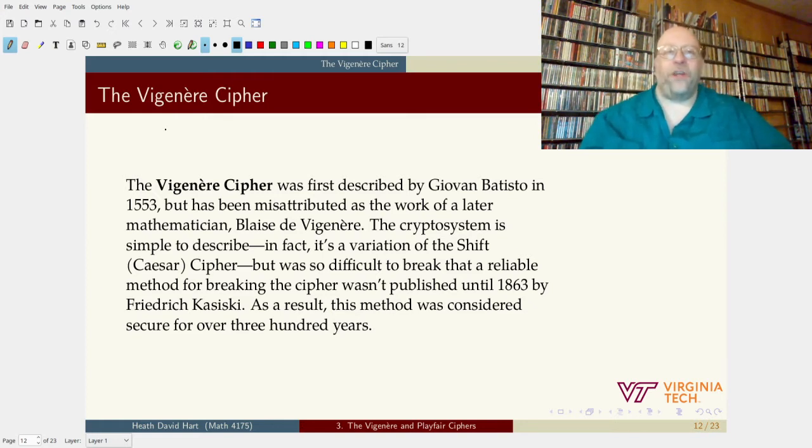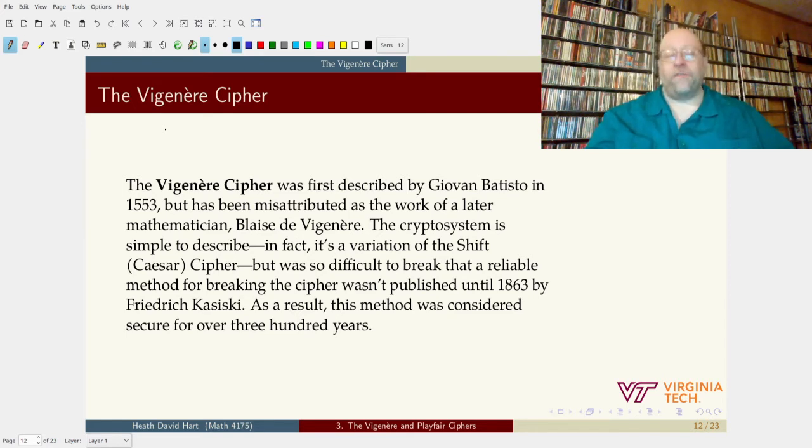It's named the Vigenere cipher, but that's a historical mistake. It was actually described by Giovanni Battista, but historians didn't know that. They described it as the work of a later mathematician. And so Vigenere got credit for this cipher, but he wasn't the one who discovered it.